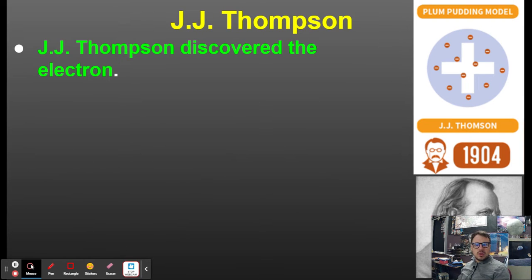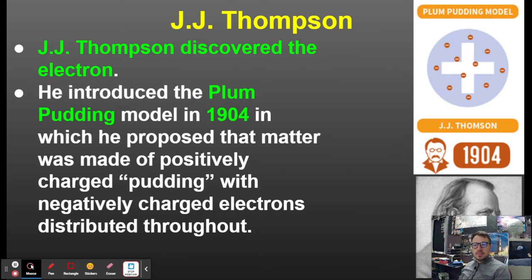So then we fast forward a little over 100 years. J.J. Thomson discovered the electron. He introduced the plum pudding model in 1904, in which he proposed that matter was made of positively charged pudding with negatively charged electrons distributed throughout. So he was able to isolate the electron. He said, okay, something's coming off of these atoms. I know it's negatively charged. And so he said, maybe things are just made of this, called it plum pudding, right? This amorphous blob thing, and these negatively charged electrons are scattered out, and you can isolate them.